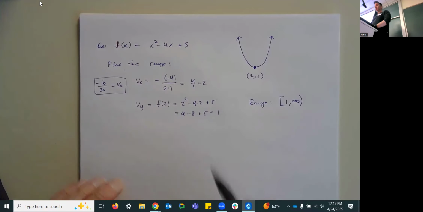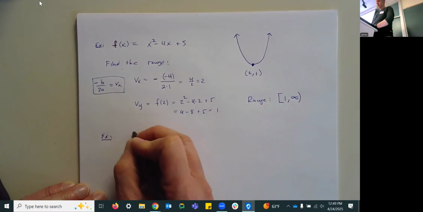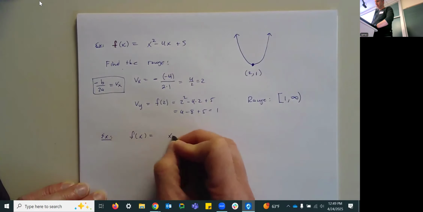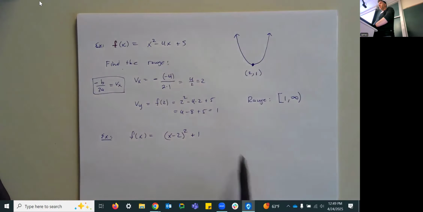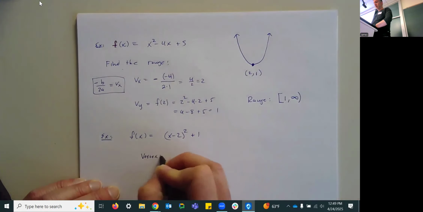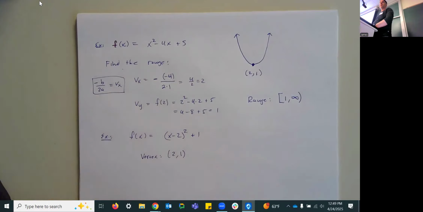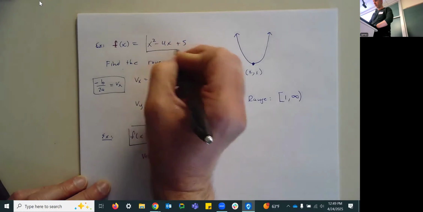If I were to ask this question, I'd probably write it in the following way: f of x is equal to x minus 2 squared plus 1. This is the alternate way of writing this function, in vertex form. Here, the vertex is more obviously seen: the x value is 2, the y value is 1. And then we know it opens upwards, so y equals 1 is the lowest value, and then the y values just get larger and larger. But I will point out, this is the same function as this. It's just written in a different way.